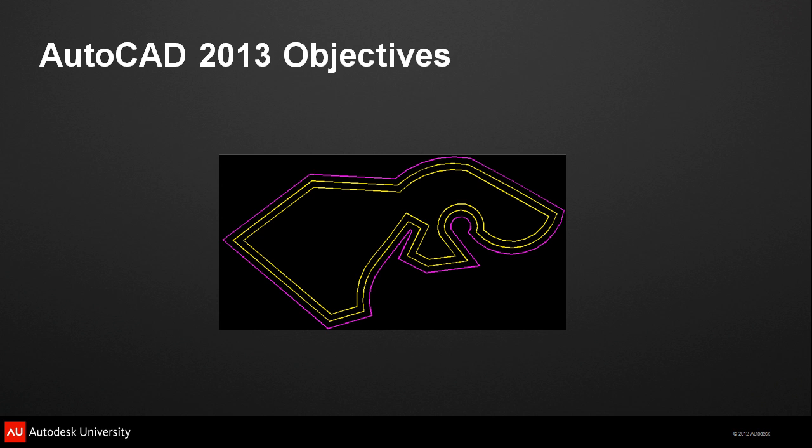Our next AutoCAD objective is to offset objects. And if we use this simple extrusion with the polyline boundary to represent that extrusion, we can offset inward or outward. We can use the source object, or we can use the current layer's properties to offset to. We can also erase the source object. So let's take a look.